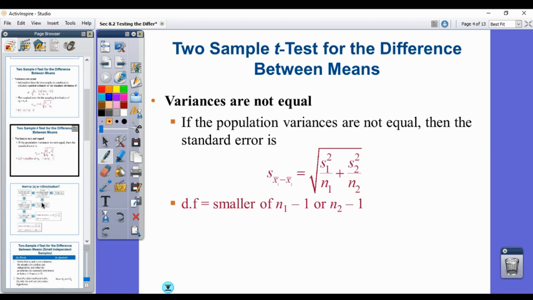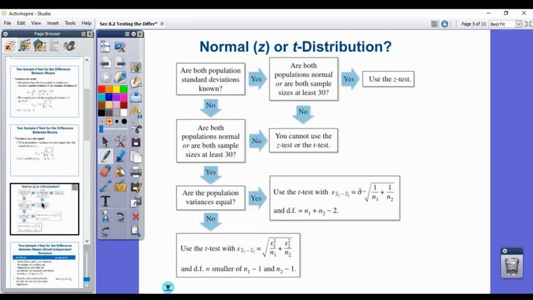So I really like this graphic, and this graphic is on page 443. The first question that you have to ask yourself is whether or not you know your population standard deviation. If the answer is yes, then the question is, are the populations normal, or are your sample sizes at least 30? If they're at least 30 and it's normal, bam, we can use Z. And if it's not normal or at least 30, then you can't use either of the tests.